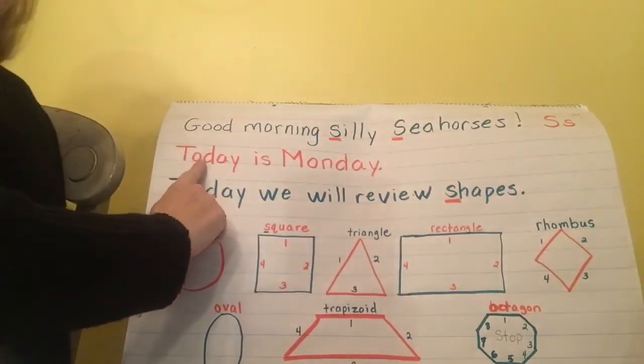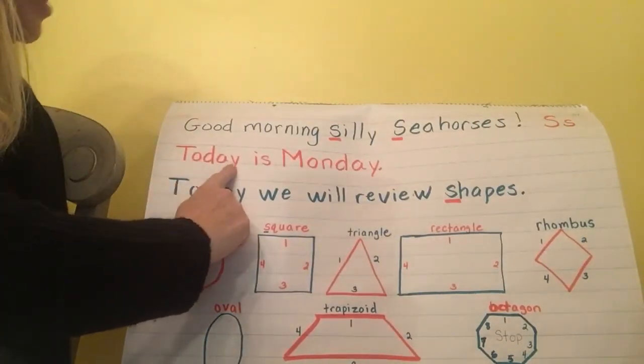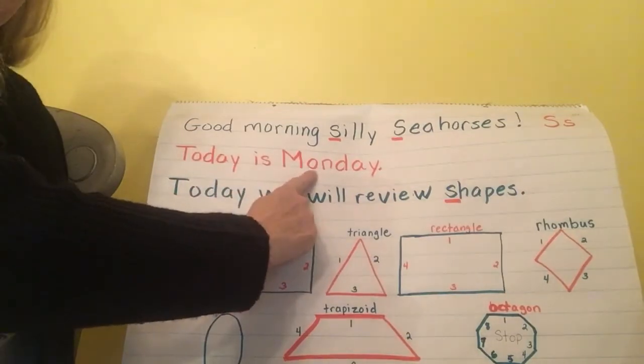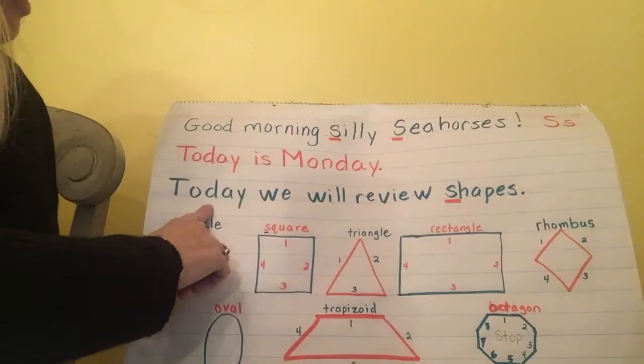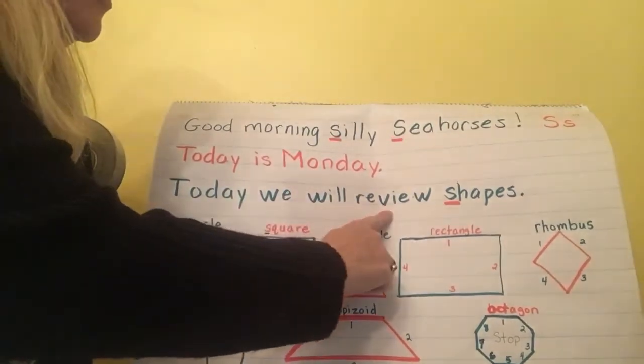Our next sentence, the second one, says, today is Monday. And that's our day of the week. Now, it's a new month. The month is now May. So after April comes May, and after May will come June. Today, we will review shapes.